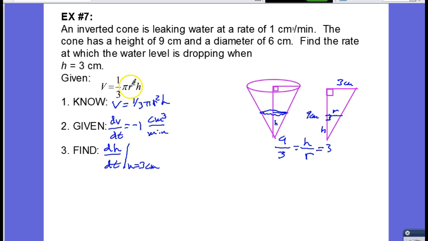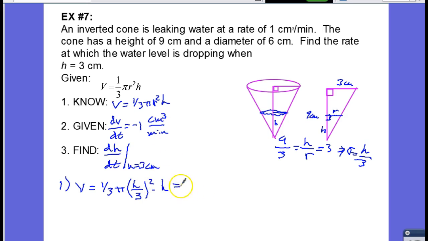So you know what, since the r is being squared, why don't we solve this thing for r and then substitute in terms of h. So if I do that, I am going to get r equals h over 3. So now let's do our differentiation, but let's start with this equation. V equals 1/3 pi. And instead of r squared, I'm going to substitute in place of r, h over 3. h over 3, and that gets squared, but then it gets multiplied by another h.